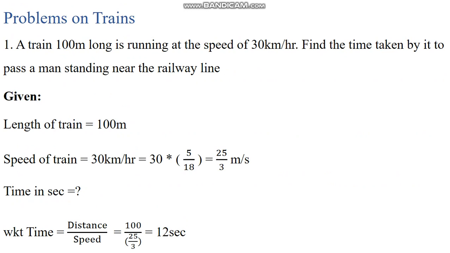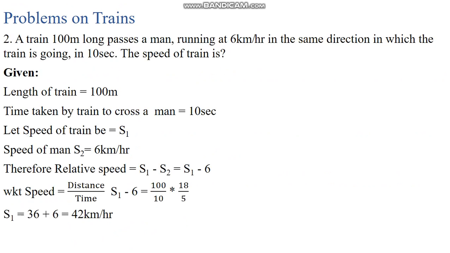We know the general expression for time, which is given by distance by speed. Here distance is nothing but the length of the train, which is 100 meters, divided by the speed 25 by 3, will give 12 seconds.